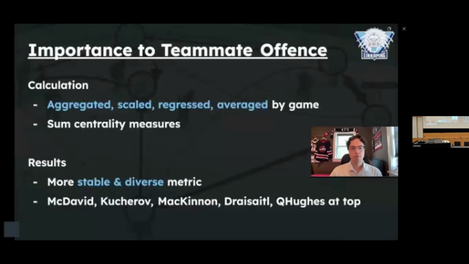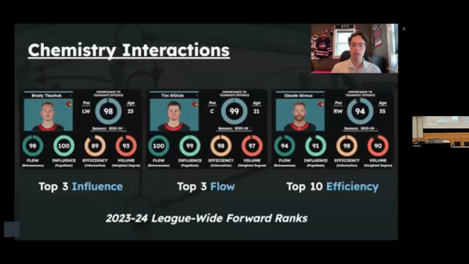Now we'll end it off with a quick case study of how the different centrality measures will work together on a chemistry basis and those interactions. So this data is all for the 2023-24 season, and the ranks are league-wide amongst forwards. So we'll use my hometown team, Ottawa Senators, and their first line for this.